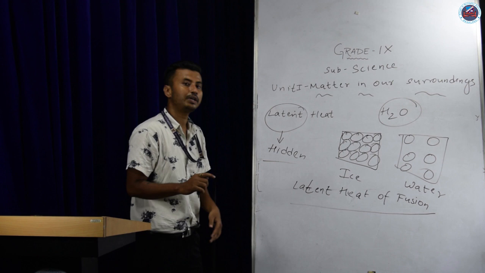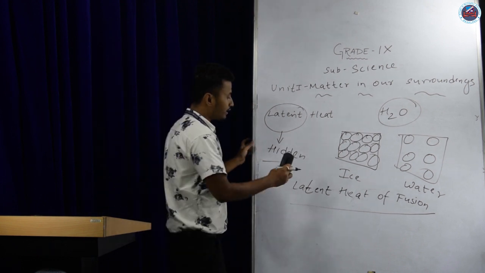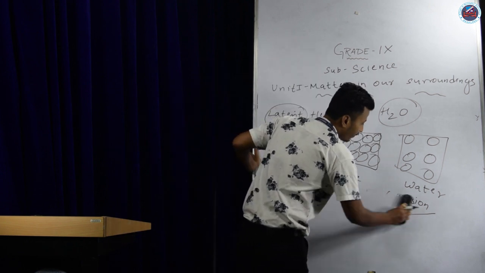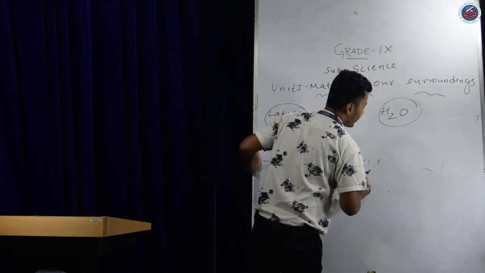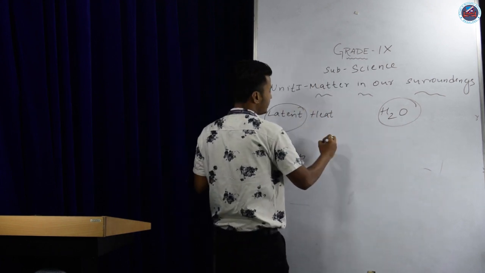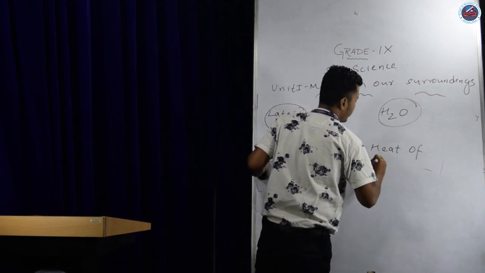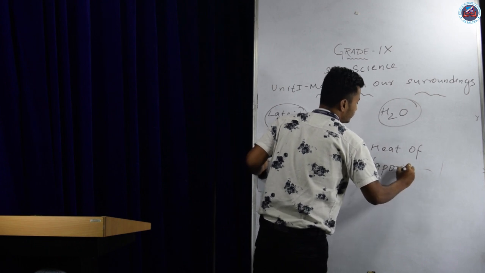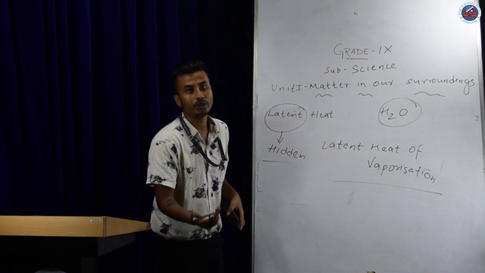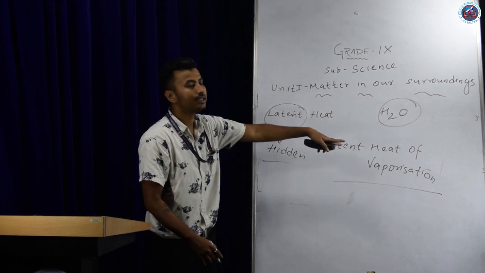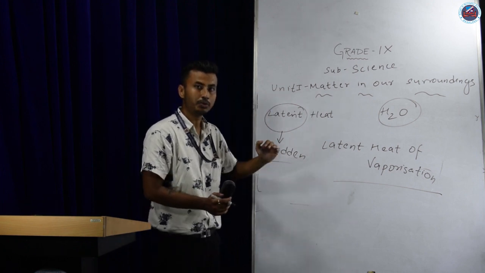The same thing goes with the liquid to gas process also. So how do you convert liquid into gas? By providing heat. When you convert liquid into gas, that phenomenon is called latent heat of vaporization. So the amount of heat required to convert a specific liquid into its gaseous form is called latent heat of vaporization. In your class 9, you have the concept of only these two.